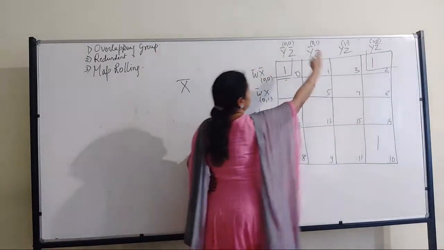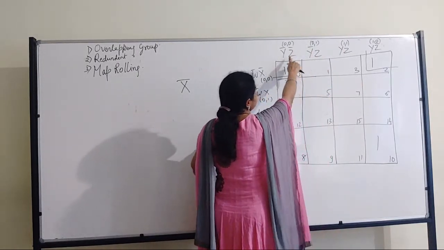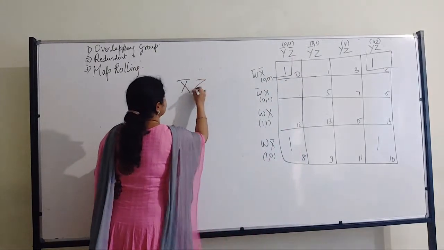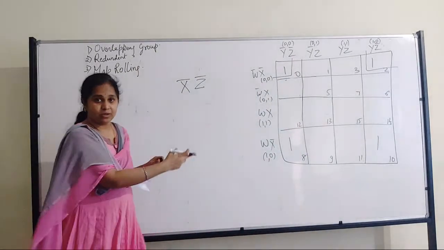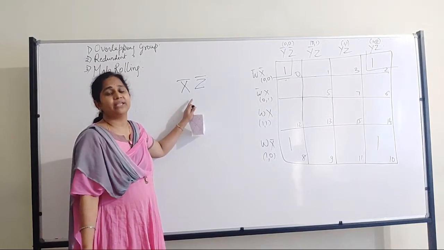Now what about vertically? This one. Y negation and Y is changing. Z negation is as it is. For this quad, this is the answer. Just by looking, you can make out the answer.